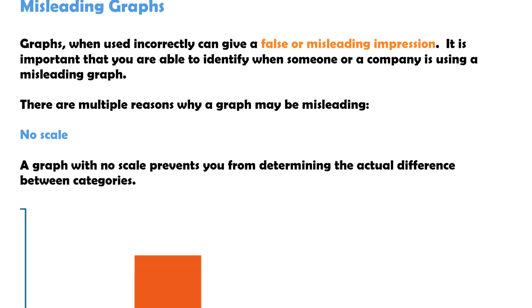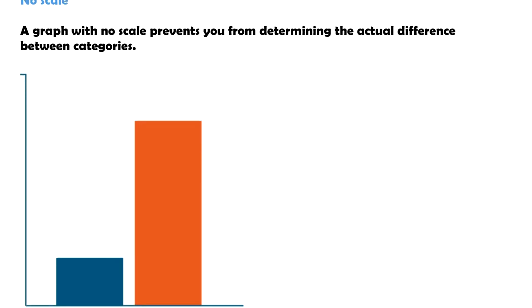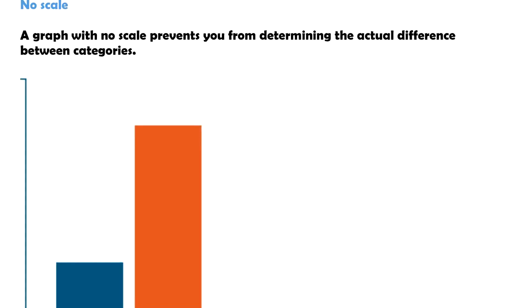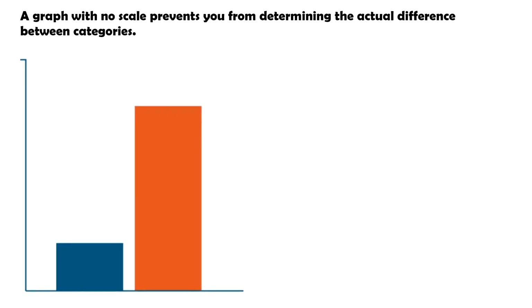For example, you may have no scale. So a graph with no scale prevents you from determining the actual difference between the categories. For example, here you can see there looks like quite a large distance, but we actually have no scale on the side to tell us how much that distance is. Therefore, that is misleading. It's making us think that it's a very big difference, when in fact it may not be.